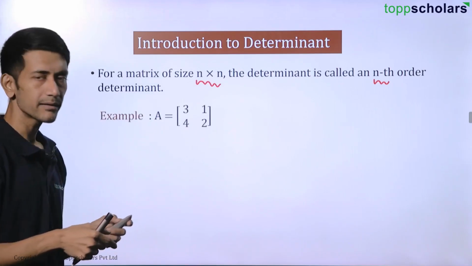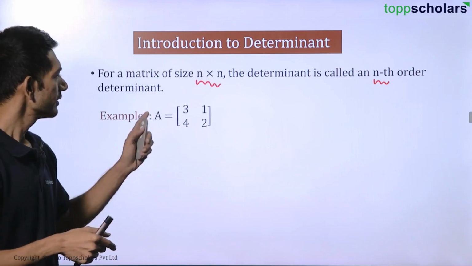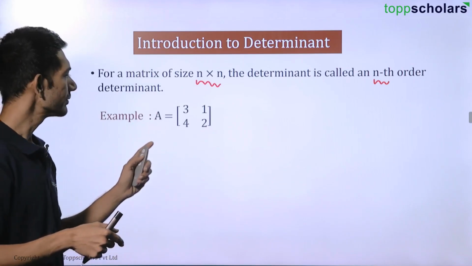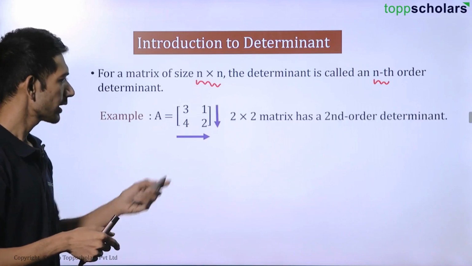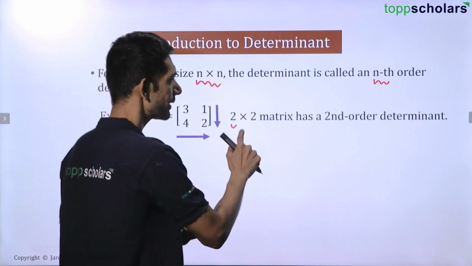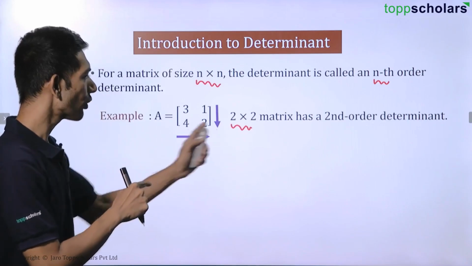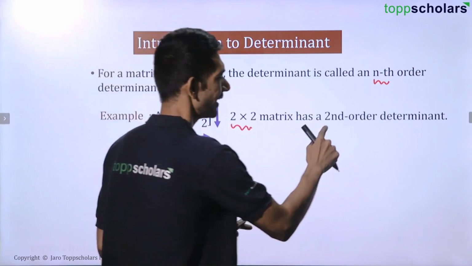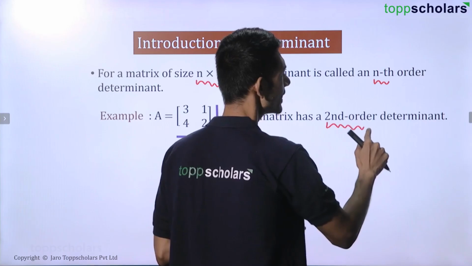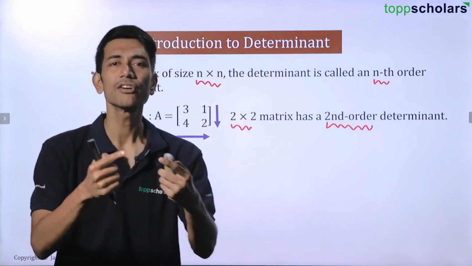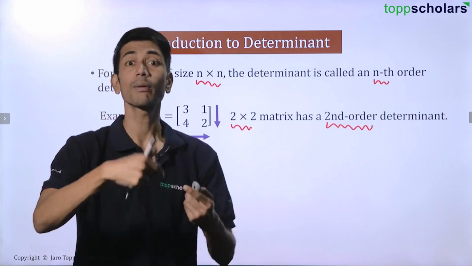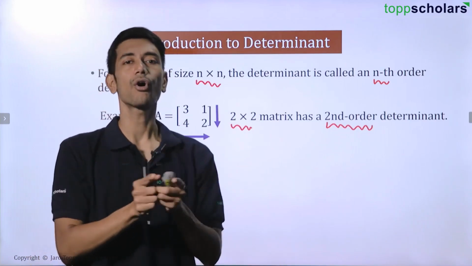So here we have a matrix, matrix A. The elements in the rows are 3, 1 and 4, 2, right? So clearly this is a 2 by 2 matrix, and because it is a 2 by 2 matrix, it has a second order determinant. If a matrix is a 3 by 3 matrix, it has a third order determinant. If a matrix is a 4 by 4 matrix, we have a fourth order determinant.